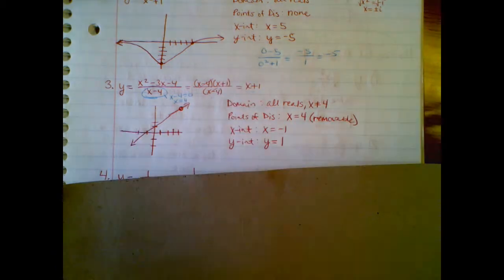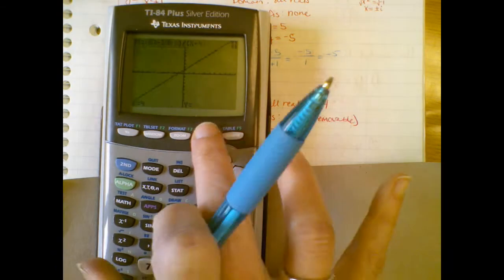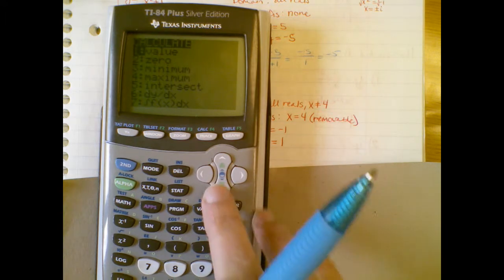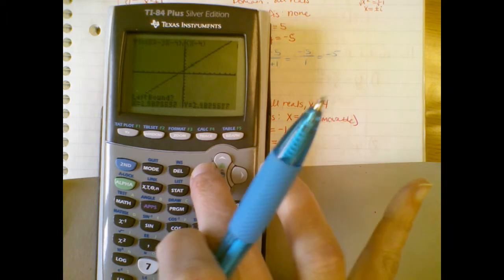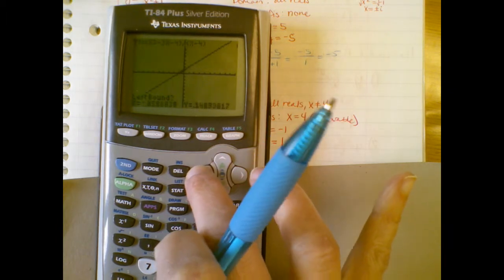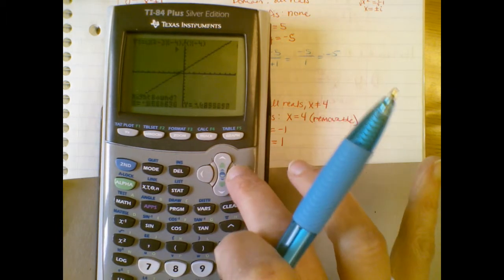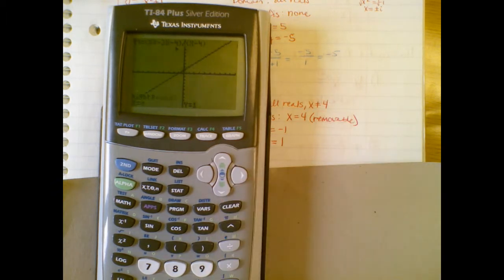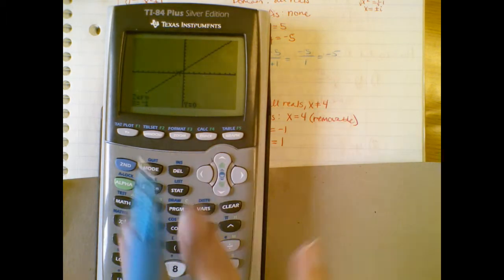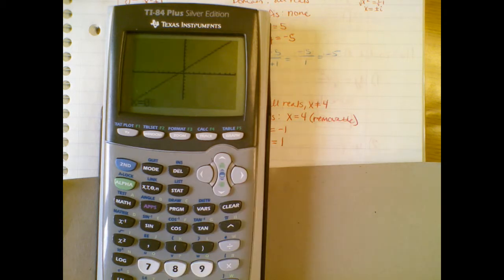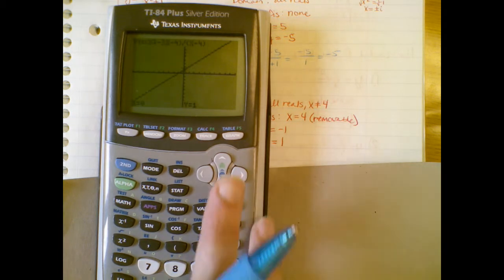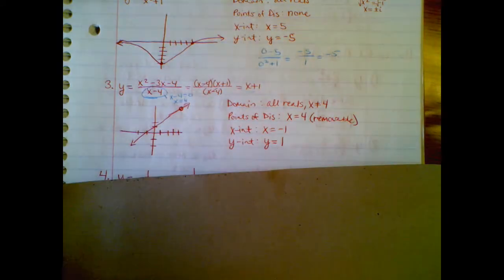Okay, my x-intercept, where it crosses the x-axis, I'm going to go to second trace. I'm going to go to 0, and I'm going to go below the line and then above it and see where it crosses that x-axis. It crosses at -1, and then I'm going to go to second trace. I'm going to go to value of 0, see what my y value is, 1. So my y-intercept is 1.